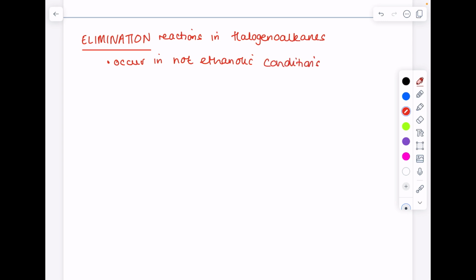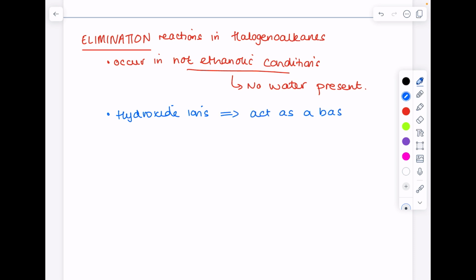And I can hear you say, what does that mean? It means that there's no water present. We're still using hydroxide ions, but due to these hot ethanolic conditions, the hydroxide ions act as a base. Remember, a base is a proton acceptor.